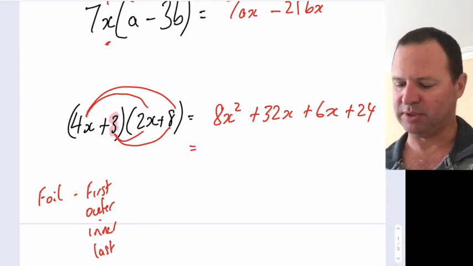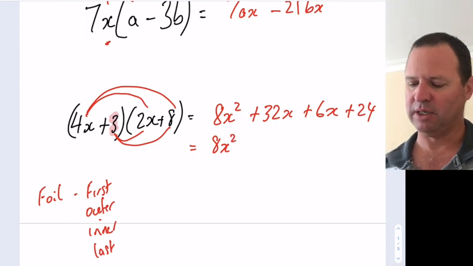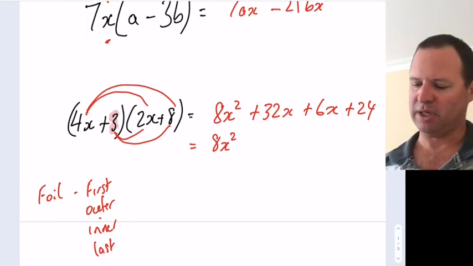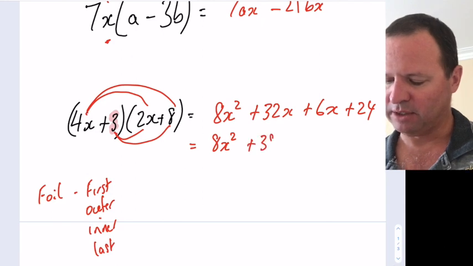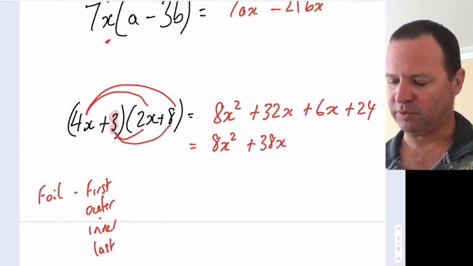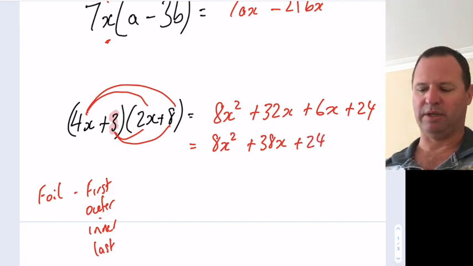Are there any like terms in there? There's nothing else with an x squared, so I've just got 8x squared. I've got 32x. Is there any other x's? There is. There's a 6. So I'm just going to add those two together to get 38x. And of course, there's no other constants, so I'll just get that one there by itself.